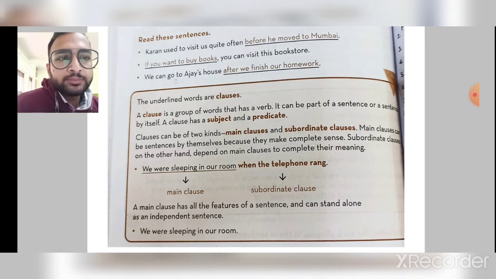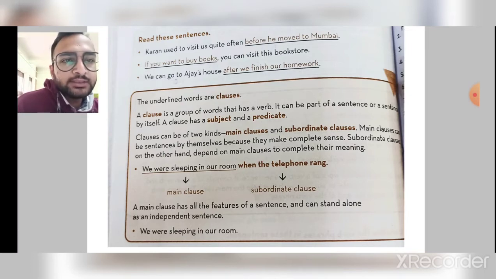Clauses can be of two kinds, main clauses and subordinate clauses. Please note it down. Main clauses can be a sentence by themselves. They make complete sense. Subordinate clauses, on the other hand, depend on the main clauses to complete their meaning. So the main clause means a sentence that can complete itself, because they make complete sense. And what do subordinate clauses do? They help the sentence to get a complete meaning.